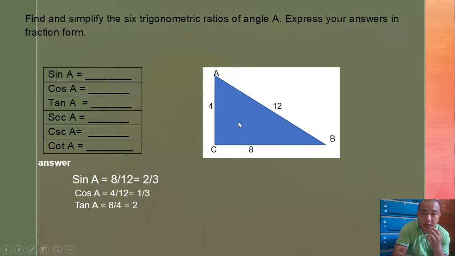How about secant A? Hypotenuse over adjacent side. 12 over 4, which is 3. Cosecant A is hypotenuse over opposite side. 12 over 8 is 3 halves. And last, cotangent A is adjacent side over opposite side. 4 over 8 or 1 half.